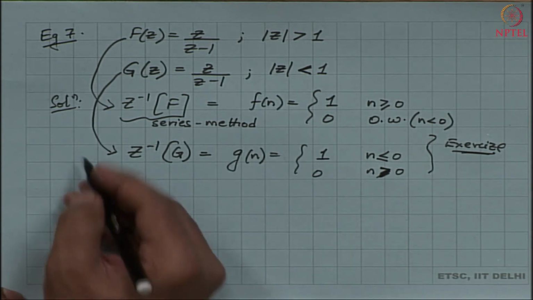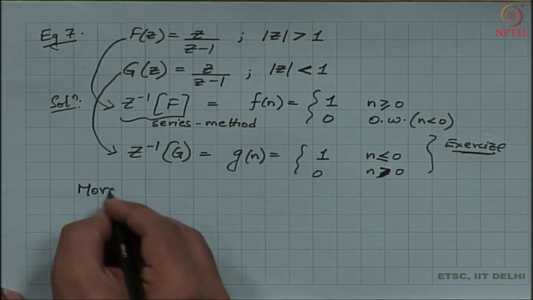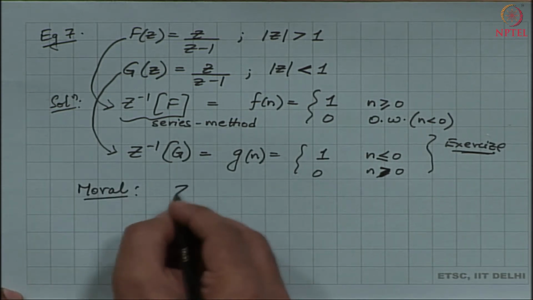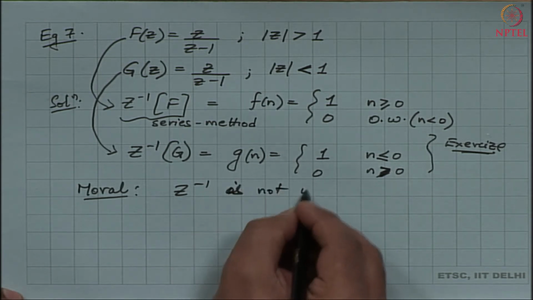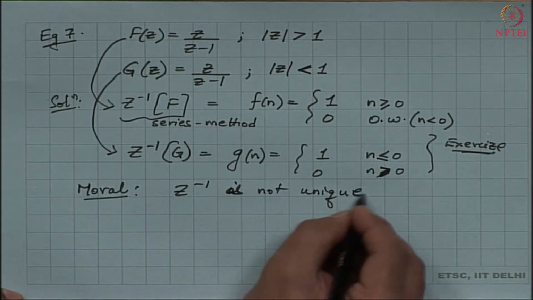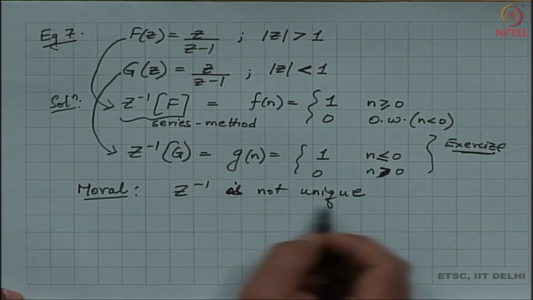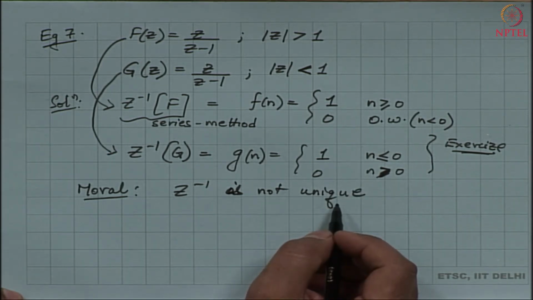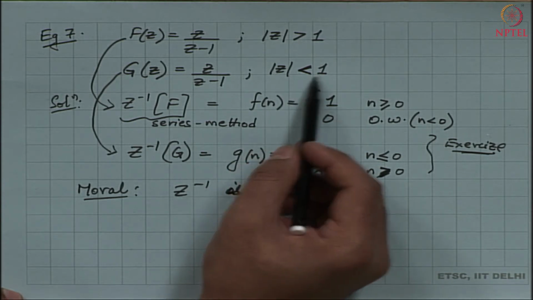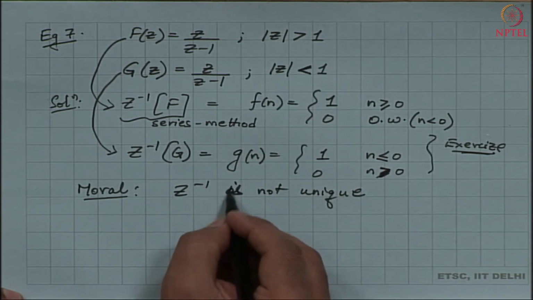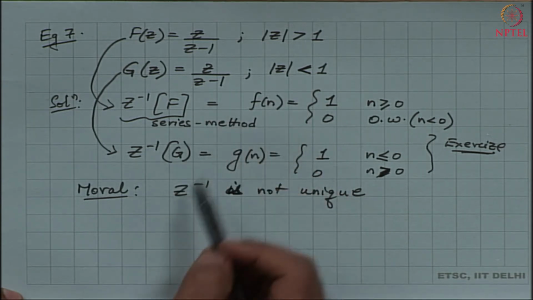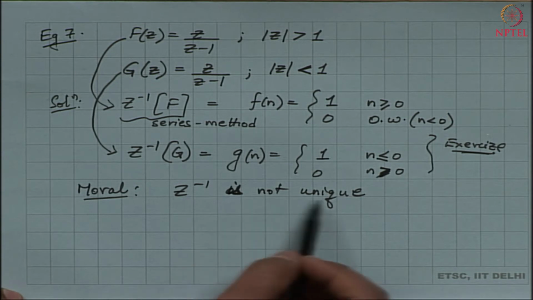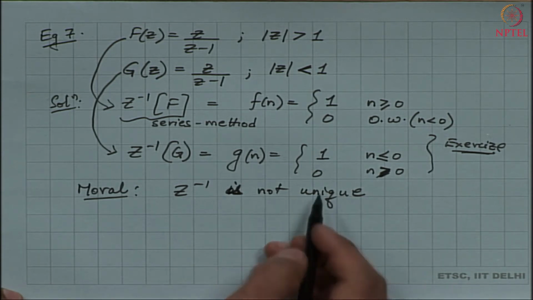The moral of my discussion is that the inverse Z transform is not unique. The moral of this result is that my inverse transform is dependent on the domain of convergence. If my domain of convergence is identical, then my Z transform will be the same, otherwise we may get different answers.